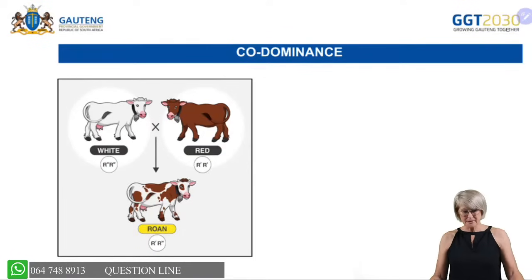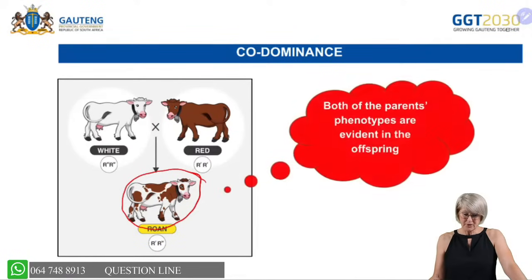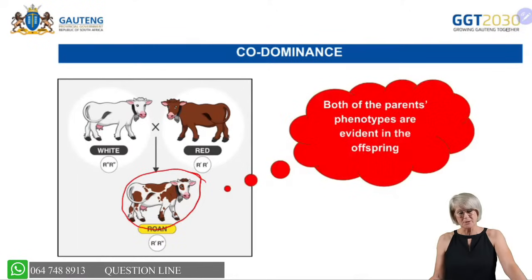Right, then we go to the next type of dominance. It's called codominance. Co means working together, or there's two that are the same. In this case, one of the examples is in cattle, where we have a white cow and a red bull, and we cross those two, and we find that the offspring looks like a cow that has both white and red hair. So in codominance, we can actually see both of the parents' phenotypes.